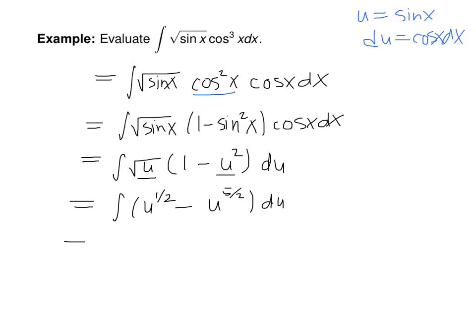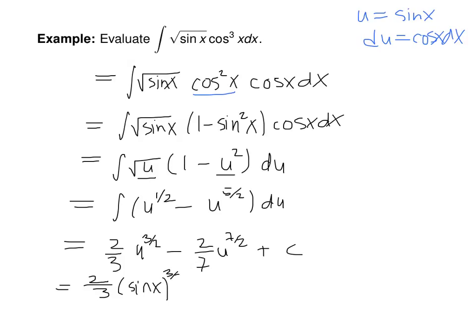And now anti-differentiate. The antiderivative of u to the 1/2 is u to the 3/2 times 2/3, minus u to the 7/2 times 2/7, plus c. So this is 2/3 times sine of x to the 3/2 power minus 2/7 sine of x to the 7/2 power plus c.